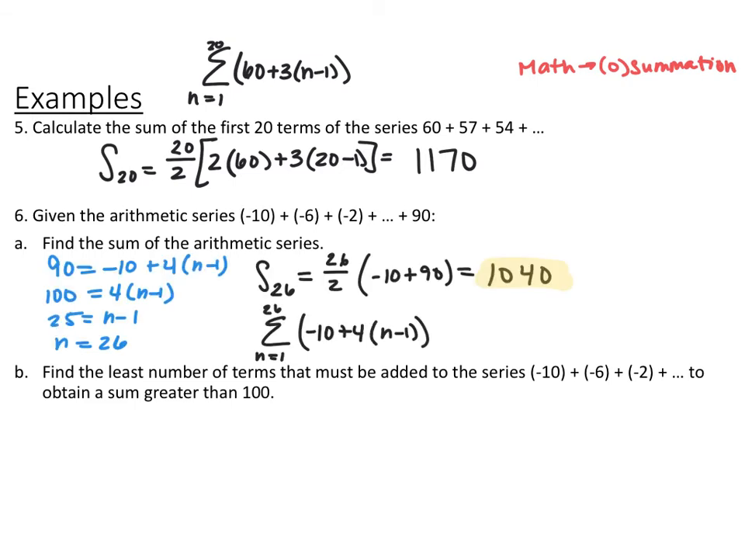So the first thing I did is I figured out how many terms were in this series. So I set 90 equal to the general term. Our first term was negative 10. We are adding 4 every single time times n minus 1. And I found that n was 26.